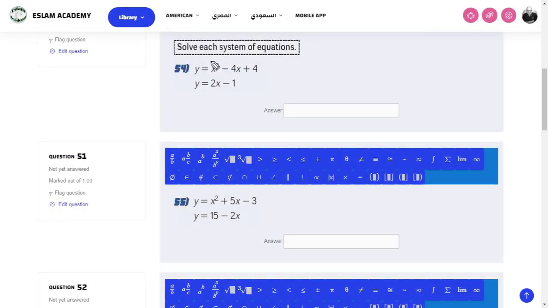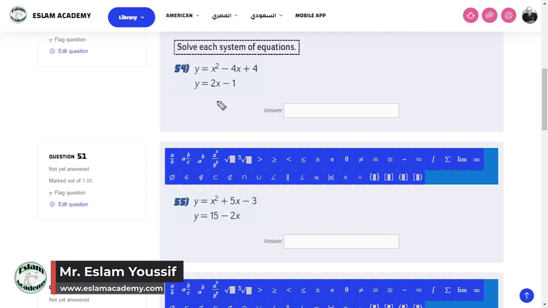In this problem, we need to solve the system of equations. A system of equations is formed from more than one equation according to the variables. Once we have two variables, x and y, it means we have two equations. The first equation is the quadratic equation, and the second is the linear equation.